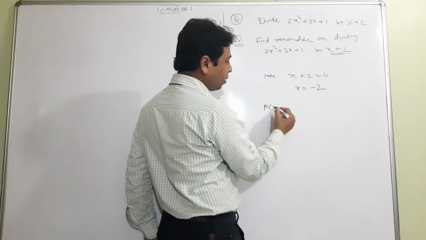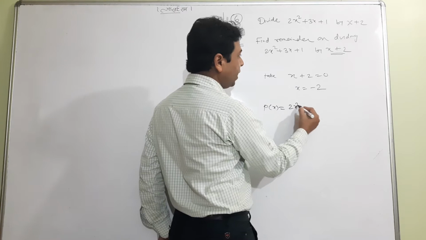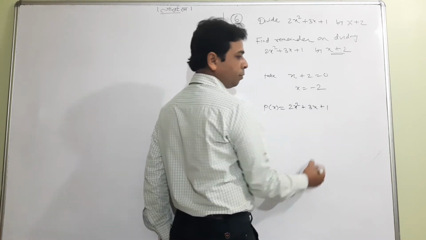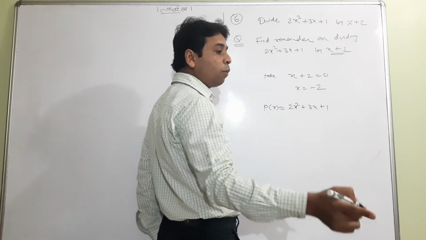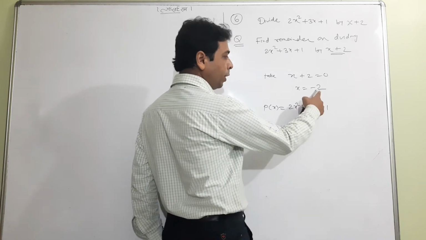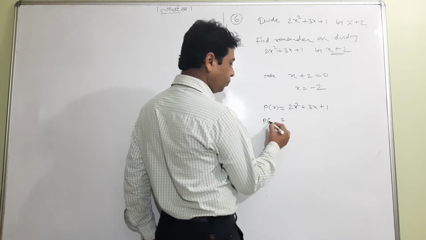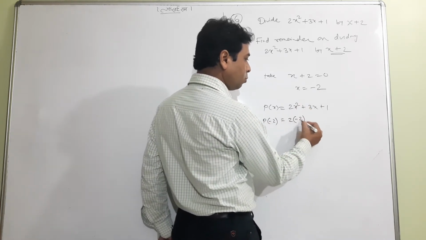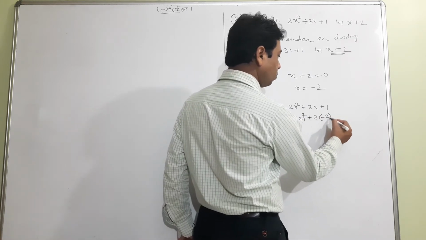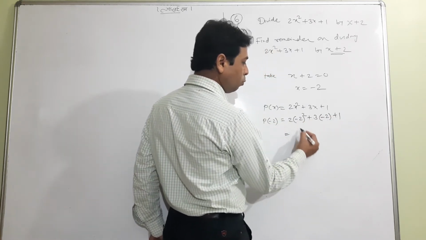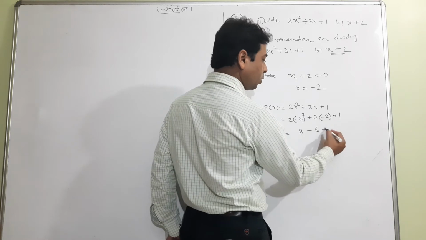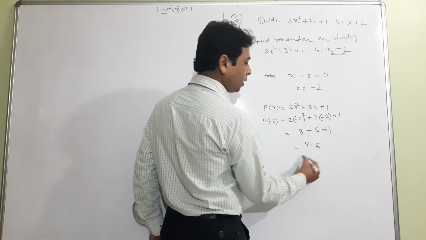And then write your dividend here. Without dividing, I am telling you how we can find out the remainder. Now put x equal to minus 2 here. 2 into minus 2 square, 3 into minus 2 plus 1. 2 times 4 is 8, 3 times minus 2 is minus 6, plus 1. This is 9 minus 6, it's 3.